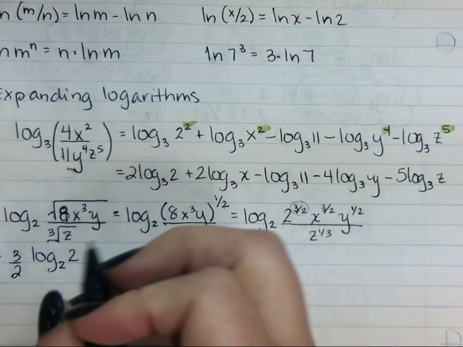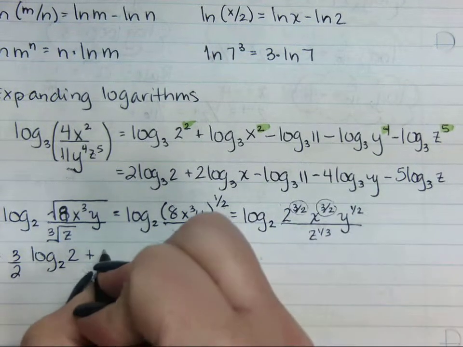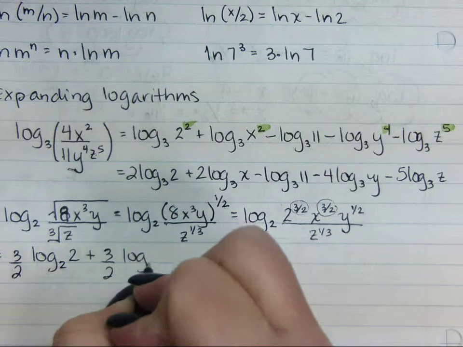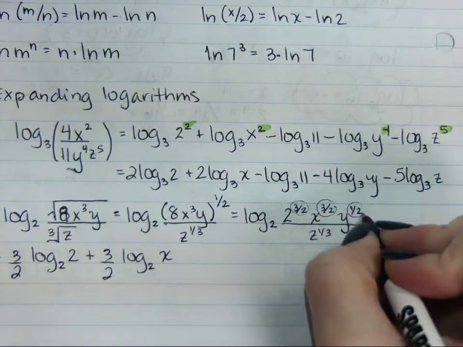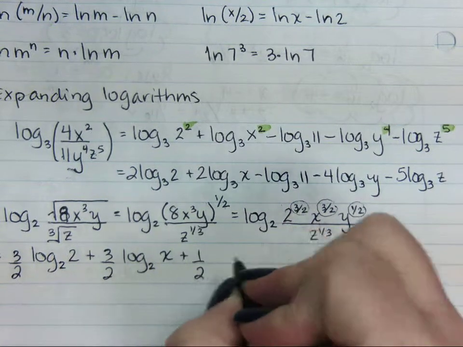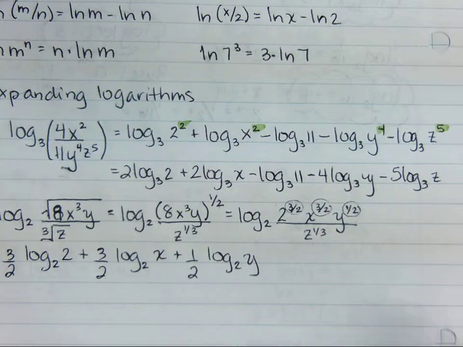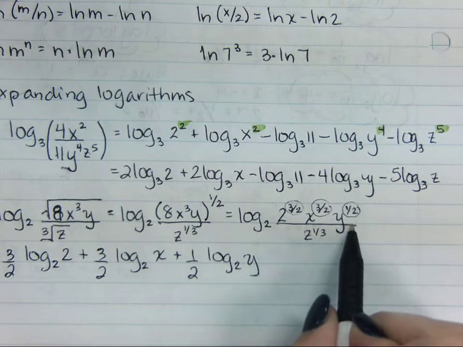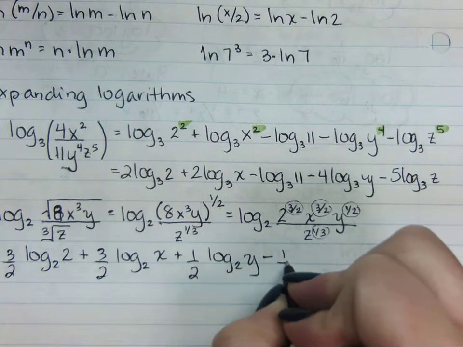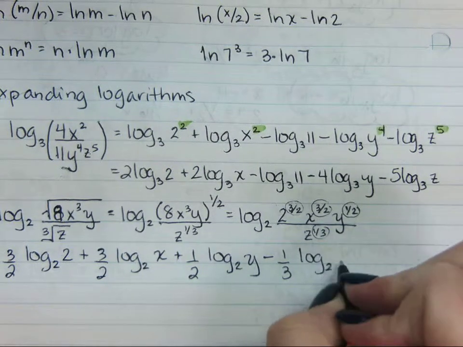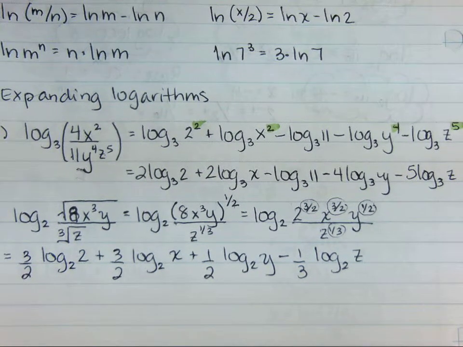And now because these are all in the numerator, I'm going to add. I'm going to take this 3/2 and bring that out front. And that's going to go to my log base 2 of its base. Same thing here. This is going to go out front as a log base 2 of that base. And now I'm going to consider the denominator. So the denominator has my division bar, which means I'm going to have to subtract off. And I'm going to bring my 1/3 out front, log base 2 of z. So this is what we consider expanding logarithms.